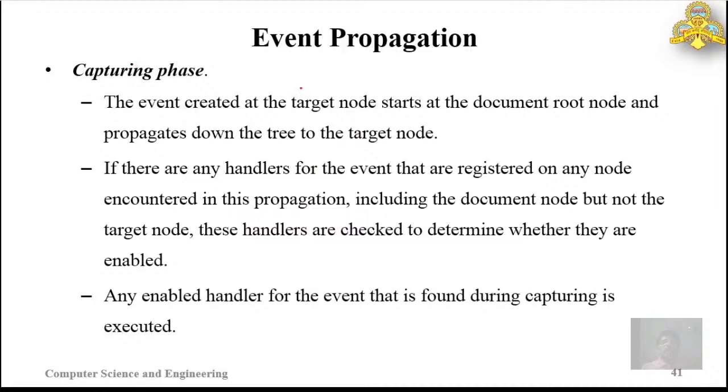In the capturing phase, the event created at the target node starts at the document root node and propagates down the tree to the target node. That means if you are within the web page, and I click the button, and it comes somewhere within the document tree, then the propagation of the event starts from the document root node to the target node. And during that, there may be many nodes, root node to subnode, then subnode to another subnode, then finally our target node.